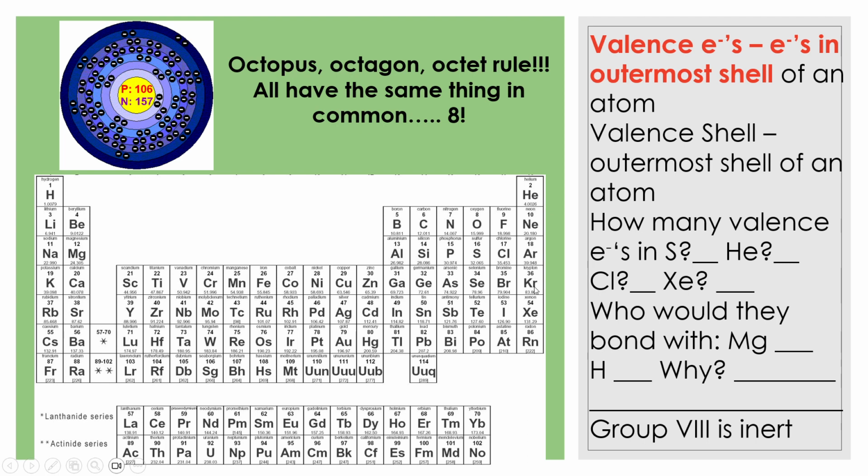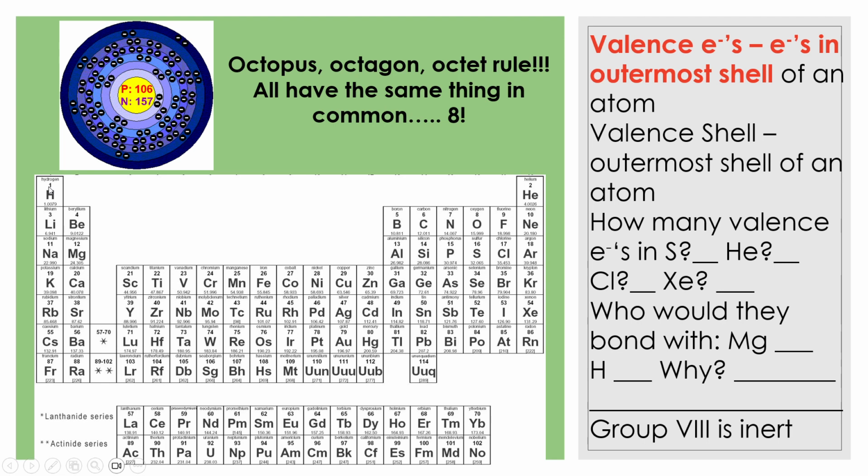Xenon's in group 18, right? It's one of the noble gases, so it has 8 valence electrons. So who would they bond with? If we're talking about magnesium, Mg has a +2, so Mg has 2 electrons. We need 6 more to get to 8. So magnesium oxide. Look at that, Mg can go with O.